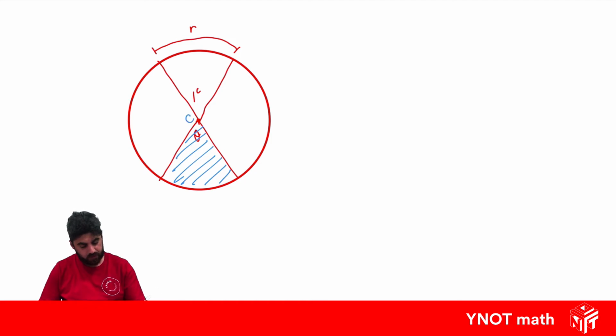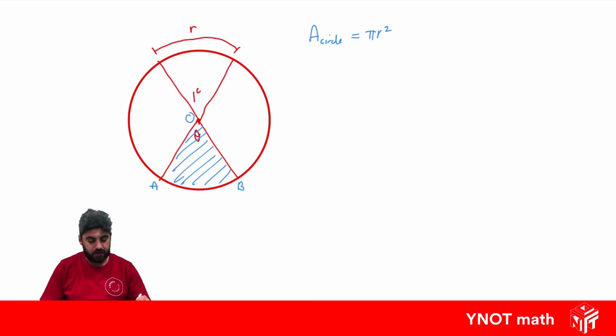So let's label some points. Let's call the center O, and we'll call this point A and this point B. Now we know the area of a circle is equal to pi r squared of any circle, and to derive our sector formula, we're going to use the fact that the ratio of a sector to the entire circle is going to be the same ratio as the angle to the total angles in the circle.